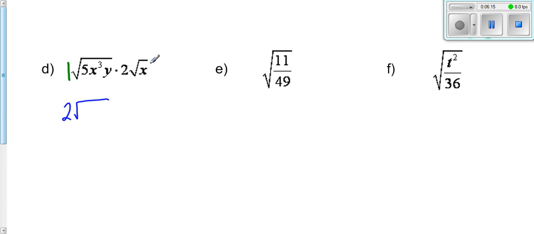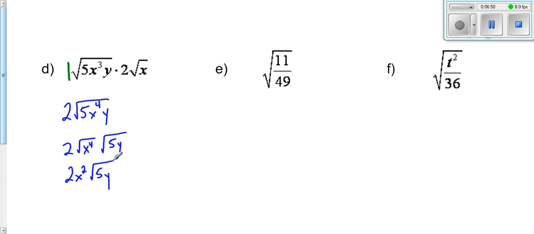A square root times a square root. Well, I have 5 times 1 for 5. X to the third y times x is x to the fourth y. Now, there's no way to simplify this 5 using square roots. However, x to the fourth is a perfect square. So I'm going to list that first, and then the leftovers, 5y. The square root of x to the fourth is x squared.